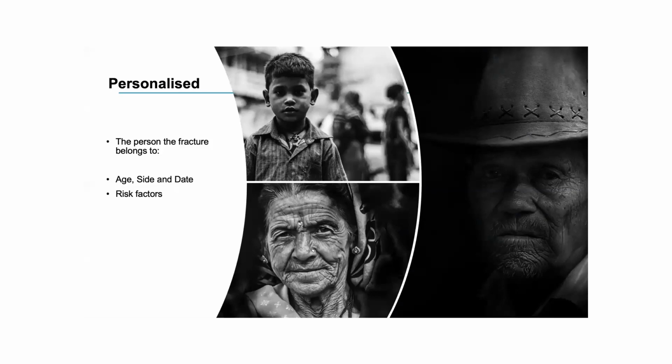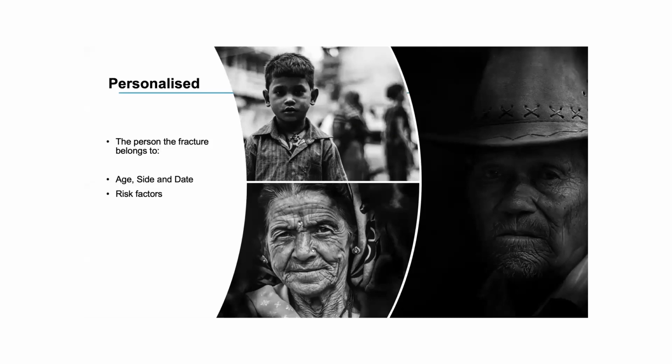We were talking earlier about the PCP principle. First of all, this is personalized. When we're managing a fracture, after we deal with the initial insult and cause and initial stabilization, we then need to start thinking about how we can treat this fracture. Treating the fracture is not just treating the x-ray, it's about treating the patient as a whole. First of all, we need to know who this fracture belongs to. This fracture belongs to a person. We need to know how old they are, which side it is, of course, and when it happened.